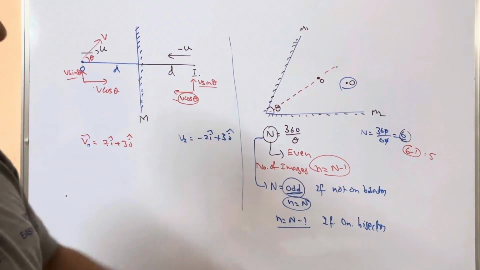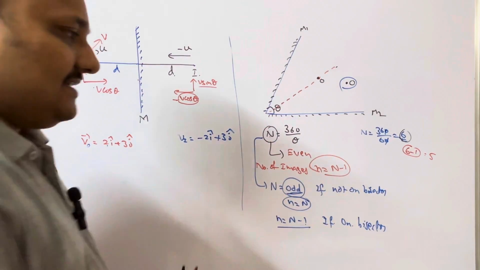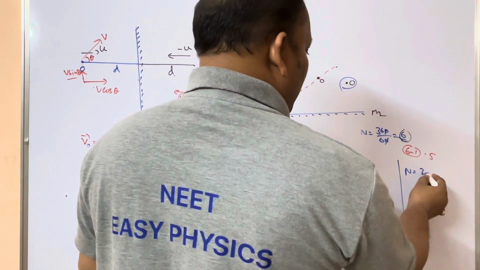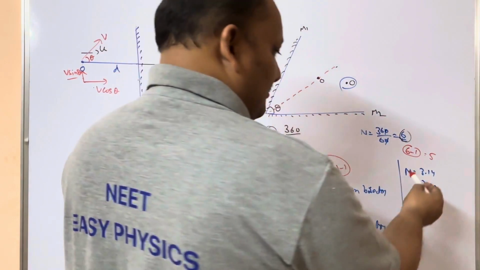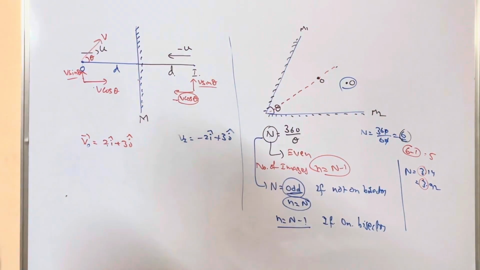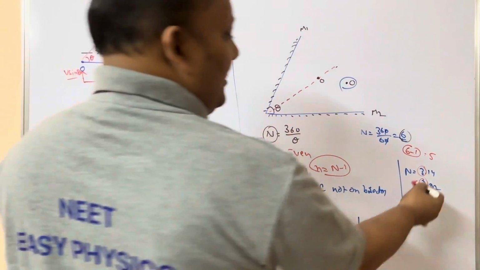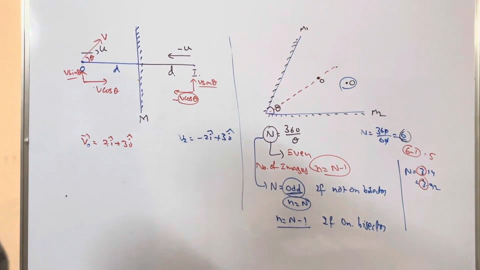So for the bisector, you should subtract 1; for not on the bisector, you directly take N. Sometimes you will get a fraction, so capital N is equal to 3.14, 3.92, like this. Whenever you get a fraction after dividing, you have to take only the integer part, 3 for 3.92. Don't round the number. You can take this number as the number of images.